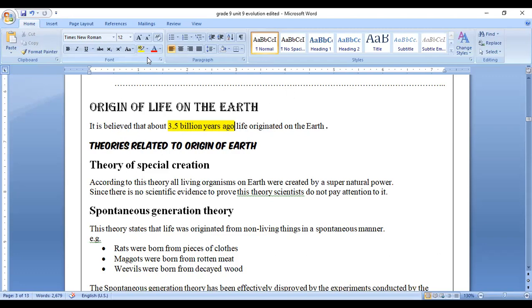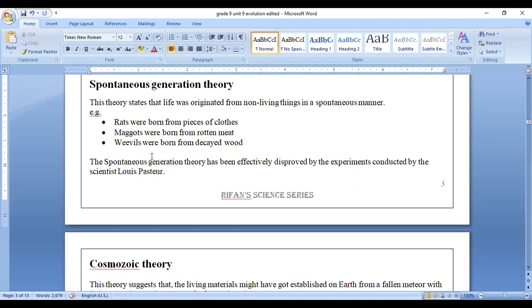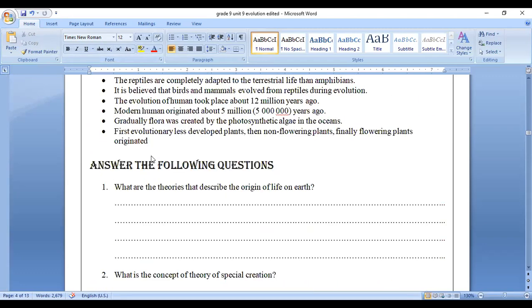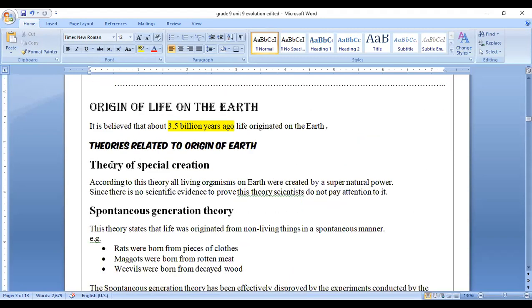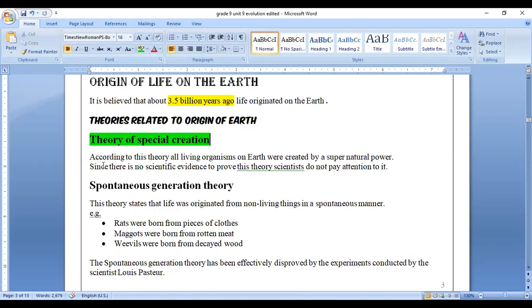Right. So I come straight to the ideas. How life originated on earth. There are many ideas. Last class I explained that a little. First it is the theory of special creation.